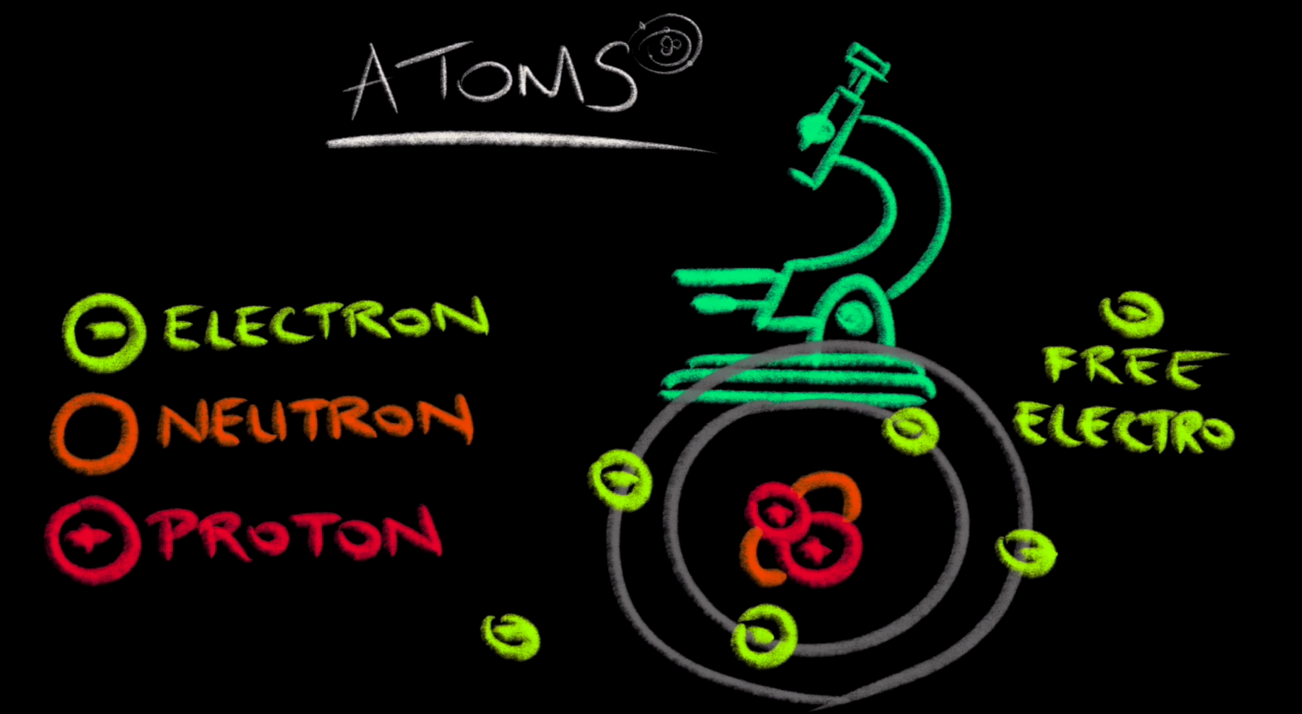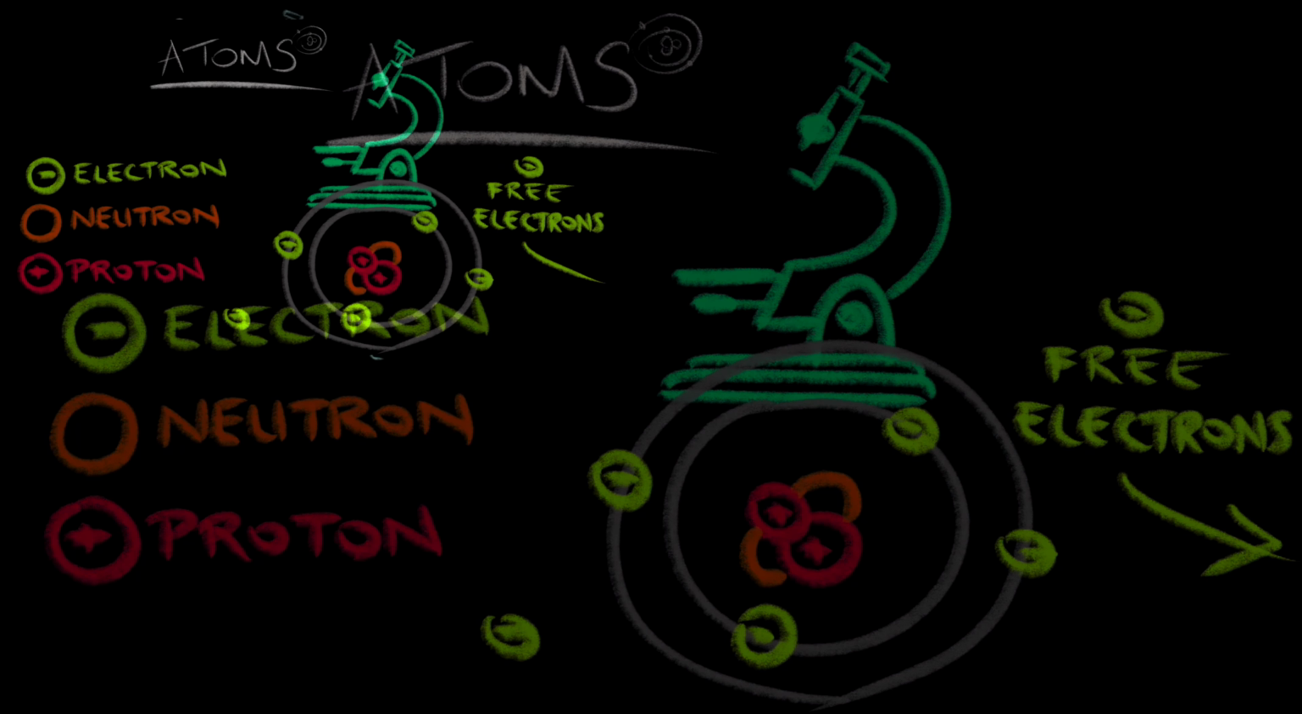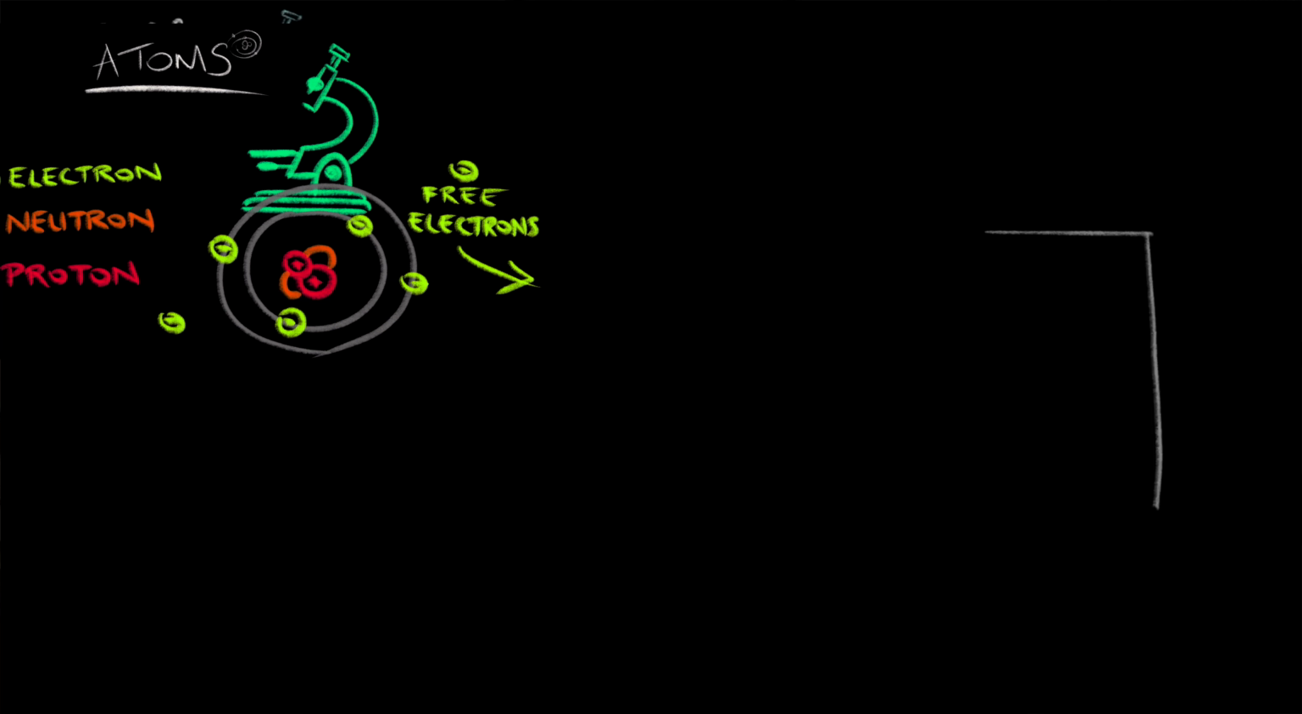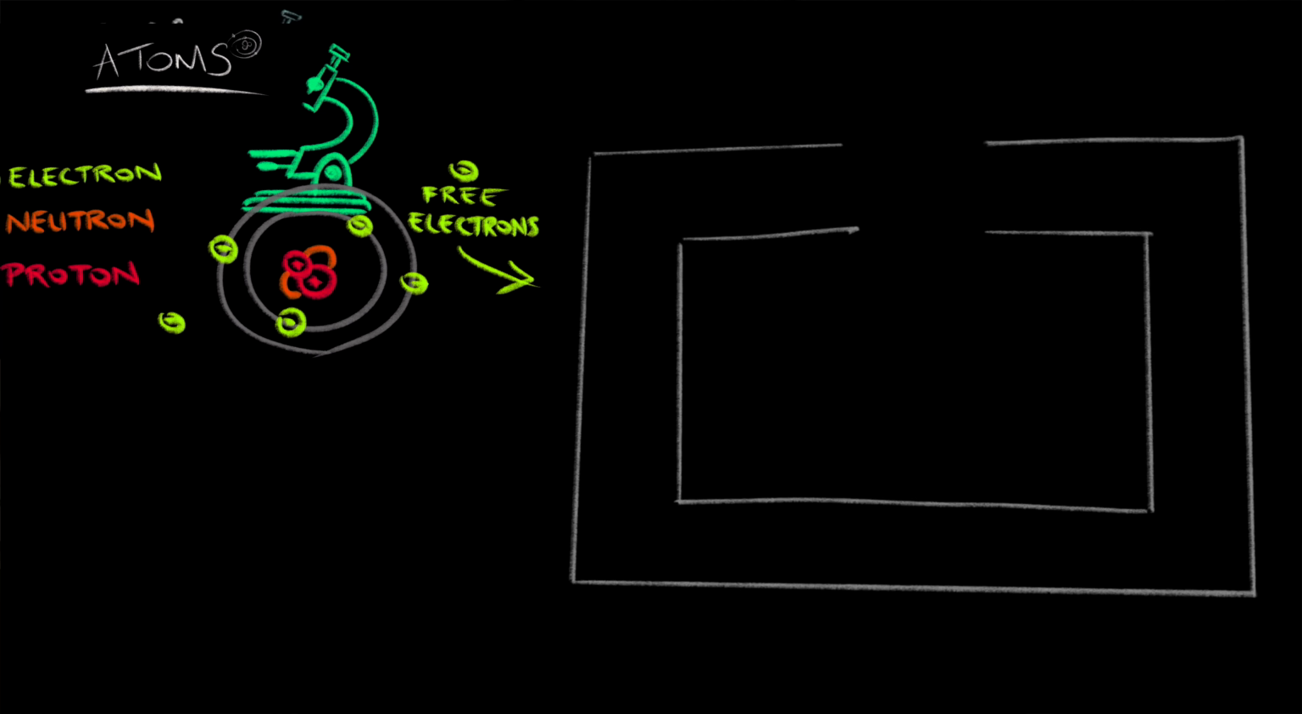Some materials have electrons which are not stuck to an atom and are free to move around. These free electrons are very useful as they can carry charge from one place to the next. Metal wires are a good example of this. Now let's think of these wires as part of a simple circuit.